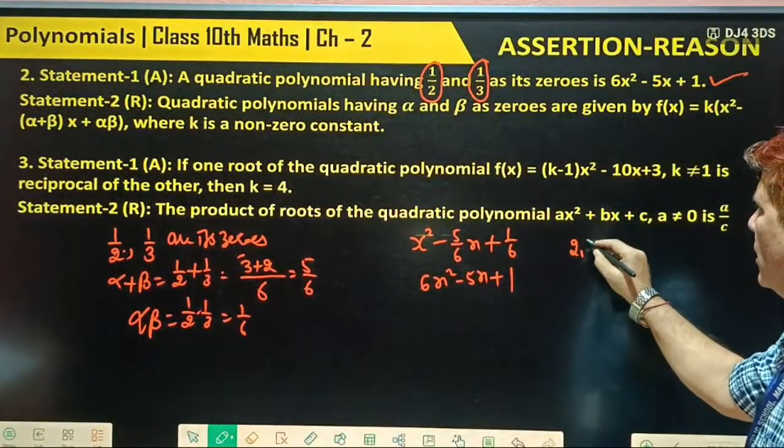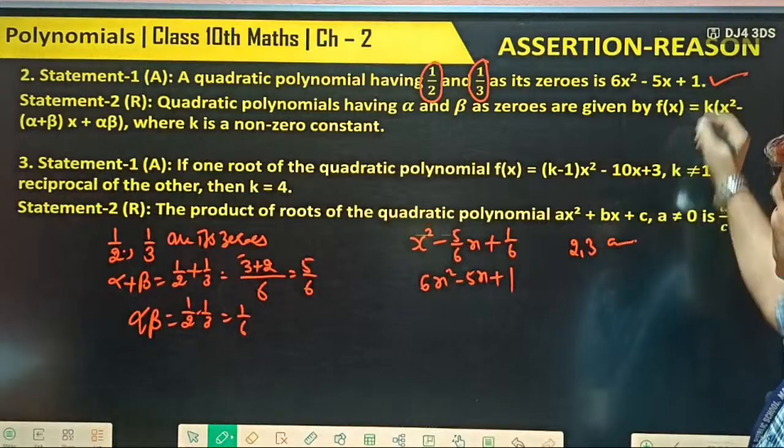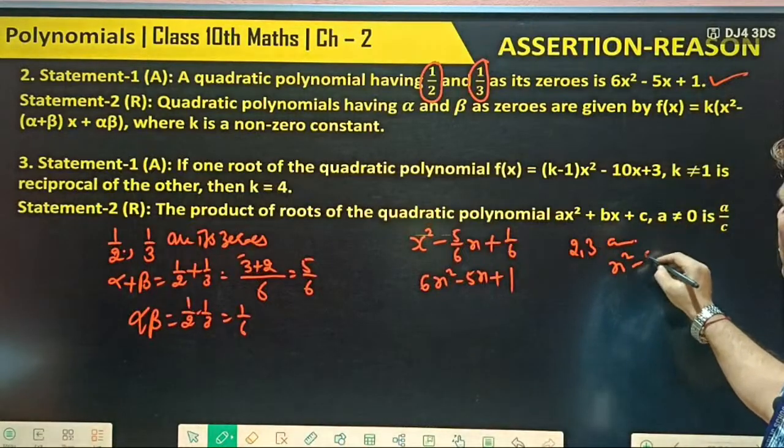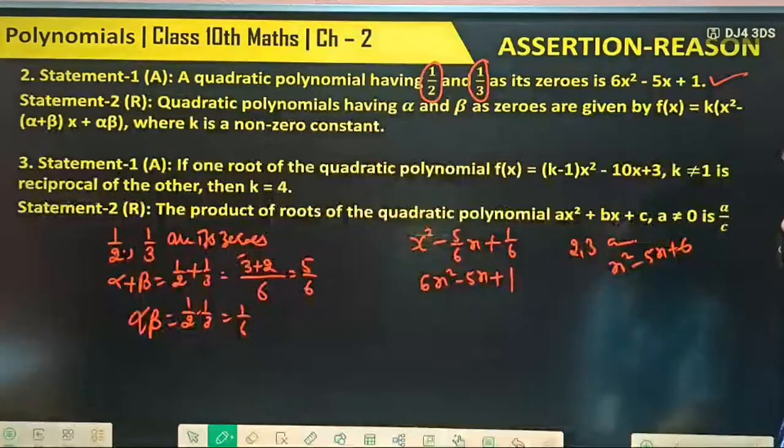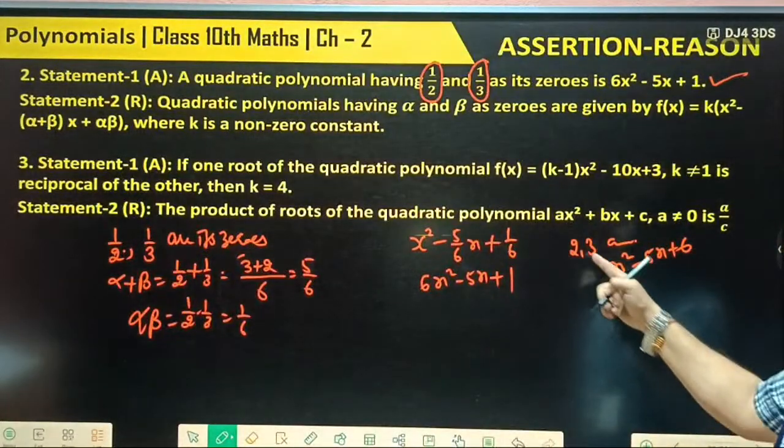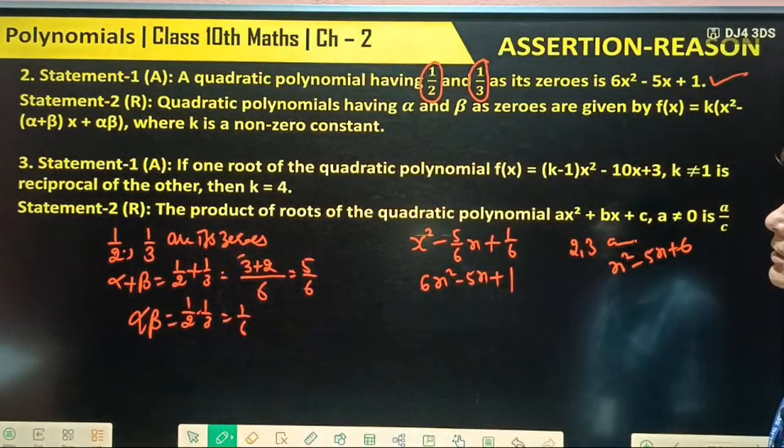So 2 and 3 are the zeros of which equation? X square minus 5x plus 6. If you check, these are the zeros, so you can say this also. So your statement 1 is right.